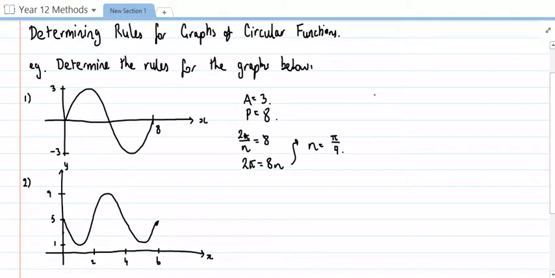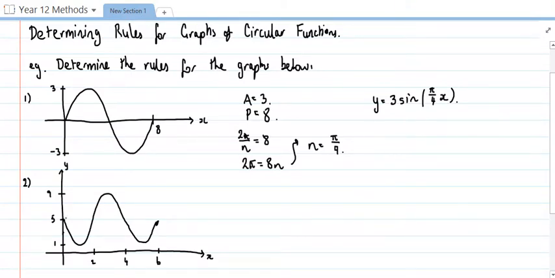So what that means is that I can now write my equation, because y is going to be equal to 3 sine, and then it would just be pi on 4x. So that n always goes in front of the x. The second question is slightly more complicated.